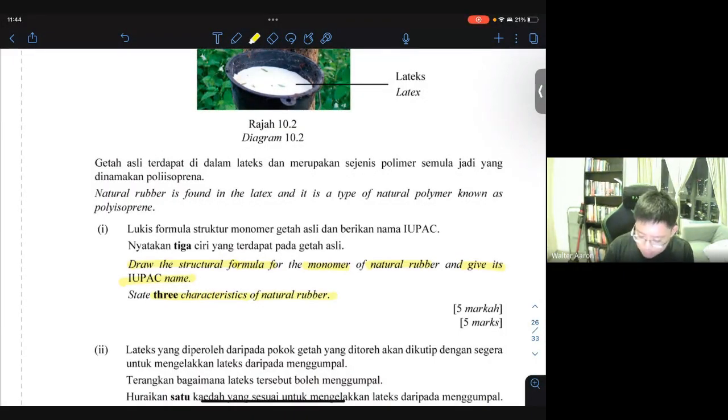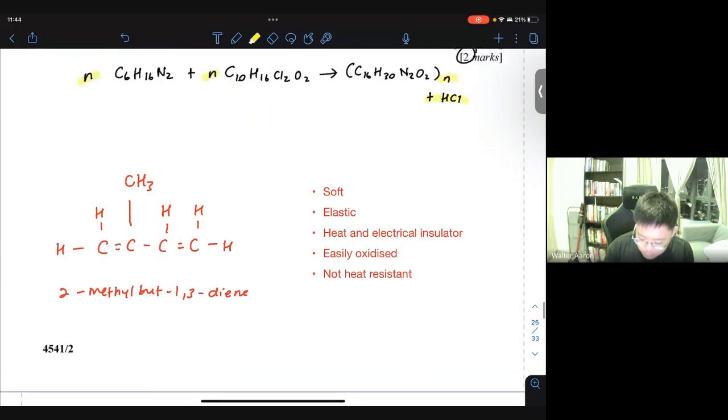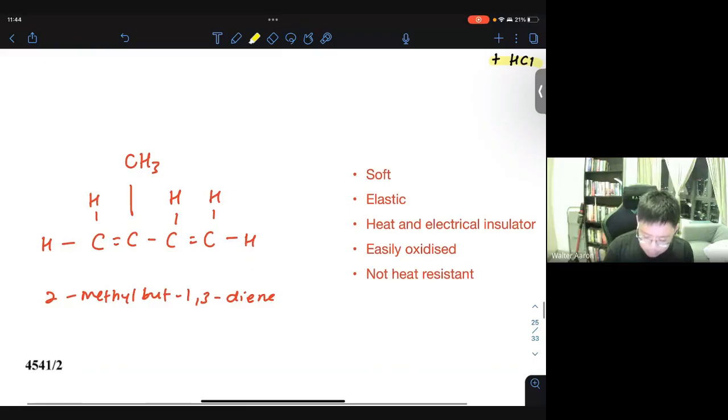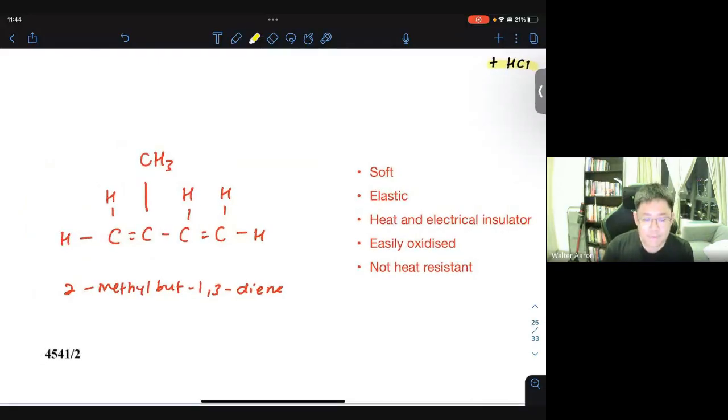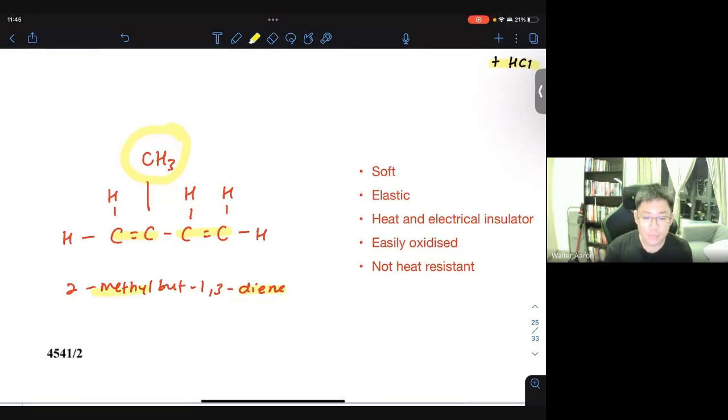Now I don't have enough space to write everything over here, so I draw it over here. So you can see that this is supposed to be the molecule of rubber. So the monomer here has 4 carbon atoms with 1 alkyl group attached to it. So the IUPAC name of this structure is 2-methyl-but-1,3-diene. Okay, 2-methyl-but-1,3-diene, because there are 2 carbon-carbon double bonds here. That's what a diene is, and there's one alkyl group, which is the methyl over here. So this is 2-methyl-but-1,3-diene.